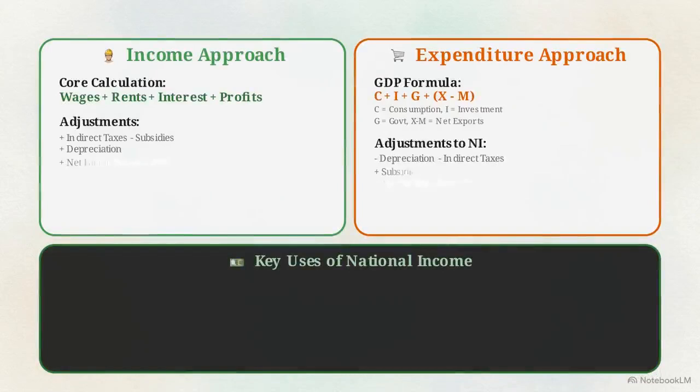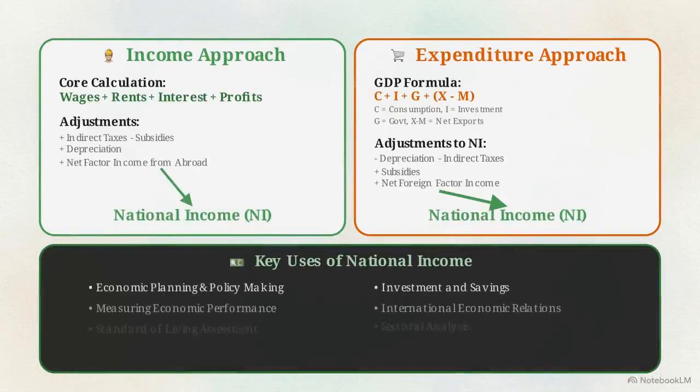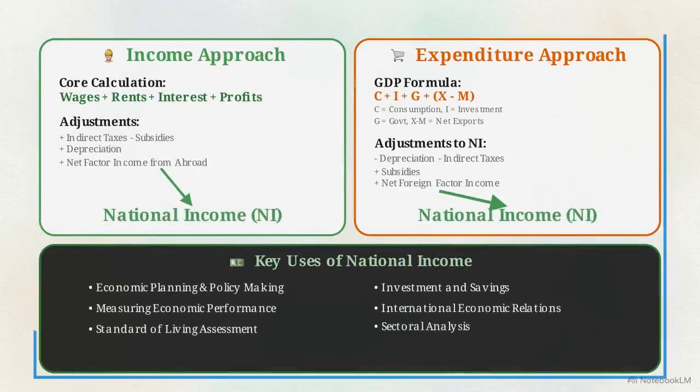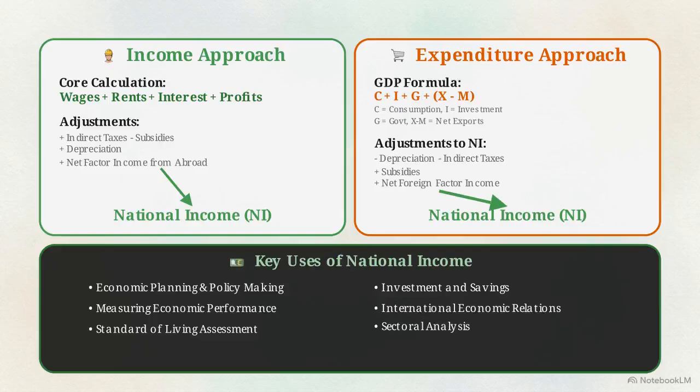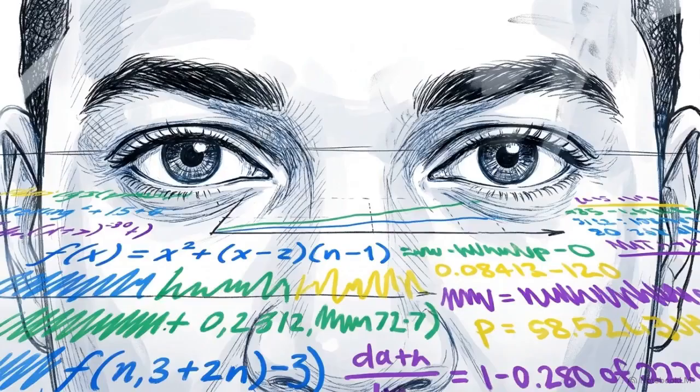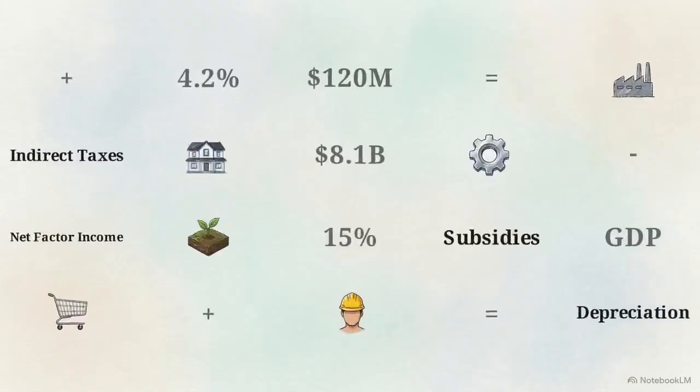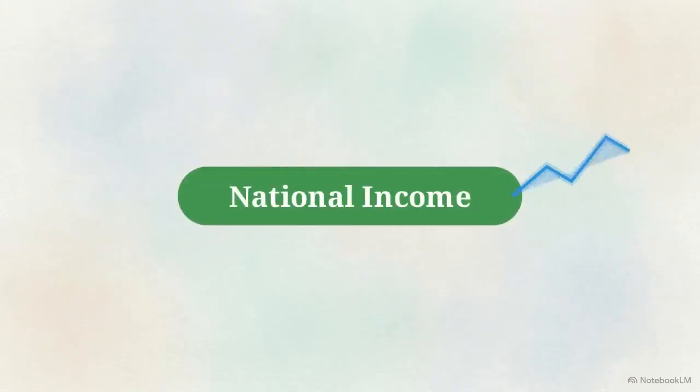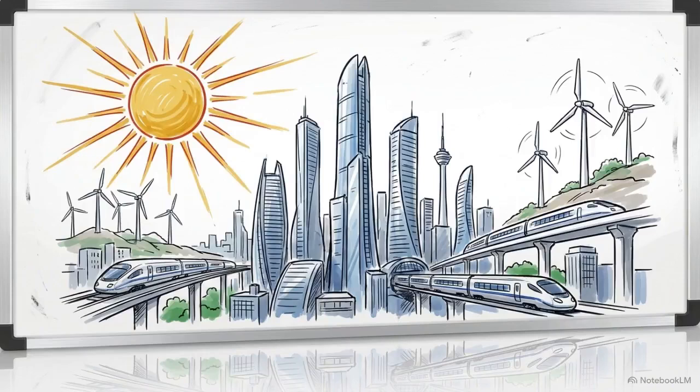As you look at this summary cheat sheet of our formulas, ask yourself, how does a rising national income visibly impact development in your own community? By mastering the income and expenditure approaches, you gain the ability to look past raw statistics. You can now calculate the mathematical foundation that reveals the structural health, the policy decisions, and the future trajectory of the entire economy.